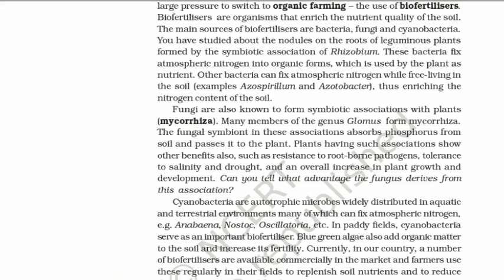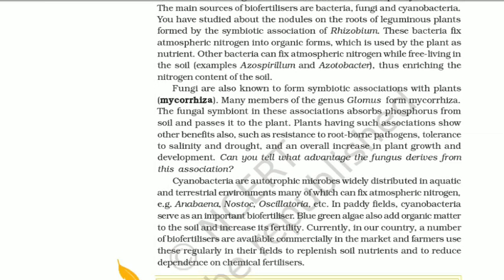You have studied about the nodules on the roots of leguminous plants formed by symbiotic association of Rhizobium. These bacteria fix atmospheric nitrogen into organic forms, which are used by the plants as nutrient. Other bacteria can fix atmospheric nitrogen while free living in the soil. Examples: Azospirillum and Azotobacter, thus enriching the nitrogen content of the soil.